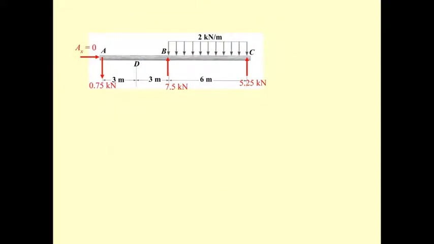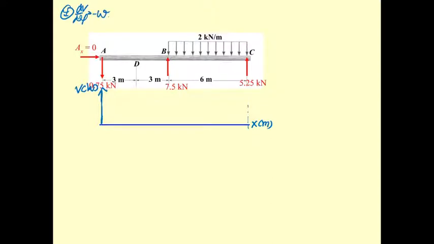Now we are ready to draw the shear diagram. We put this as the horizontal direction, and this one is going to be the V in kilonewton, and this one is going to be x in meter. And when you draw this, first, dV by dx equals minus w by the graphical method.